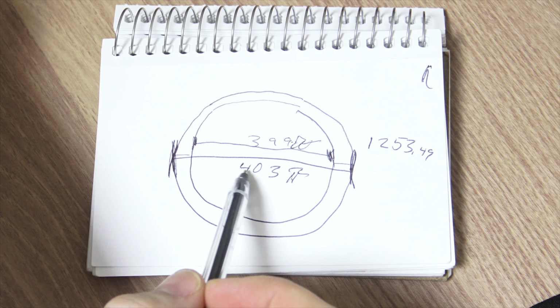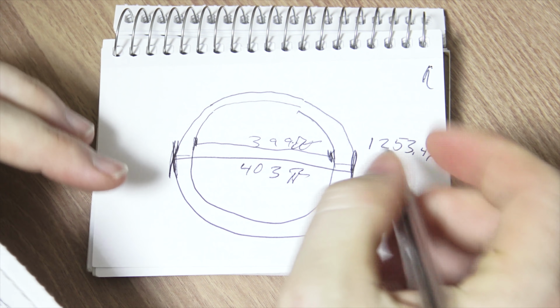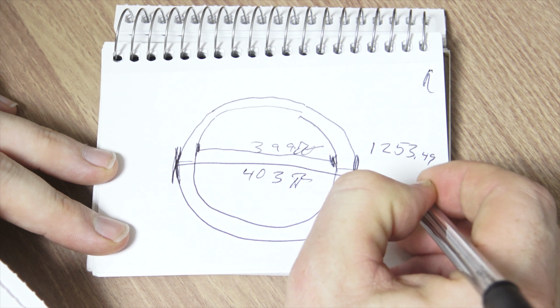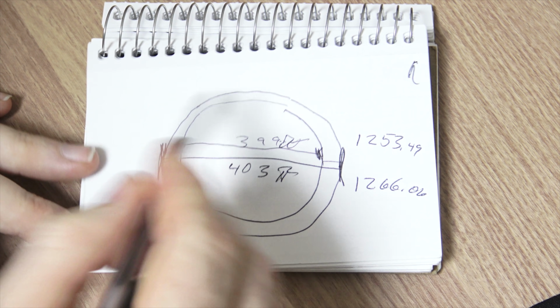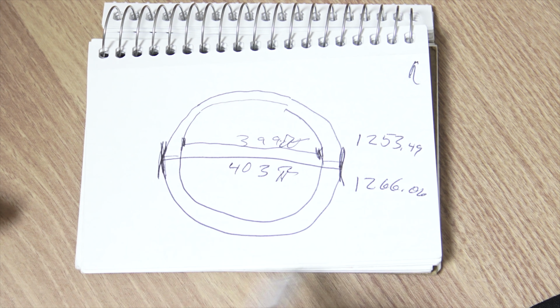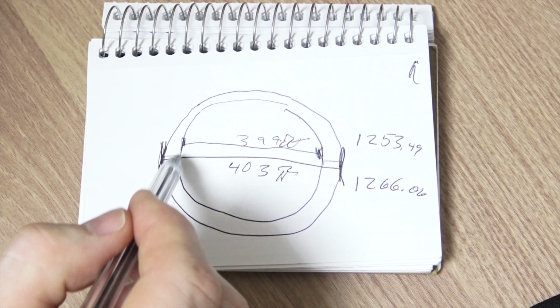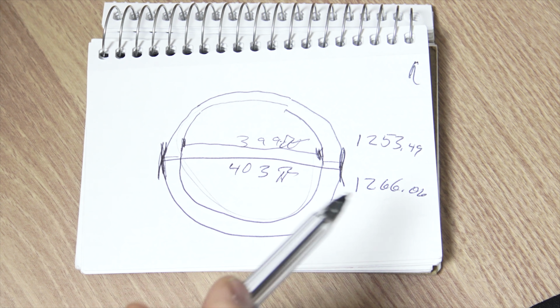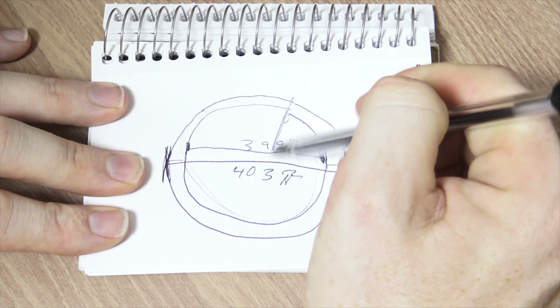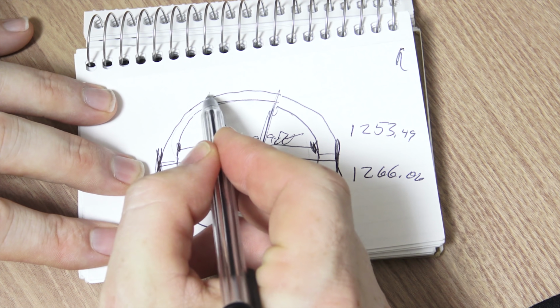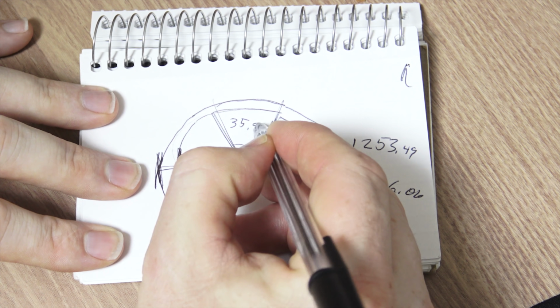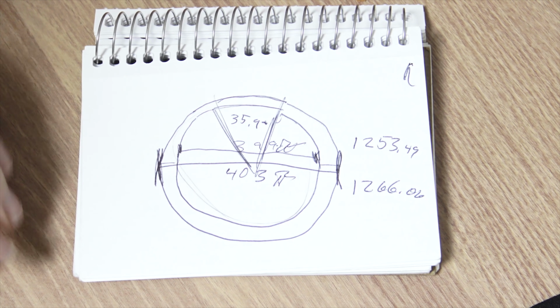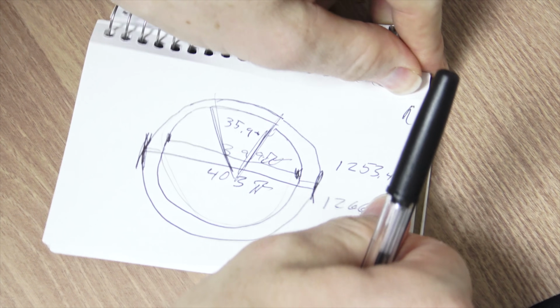And then of the larger circle, we have 1,266.06. So those are the circumference of the outer and inner circle. That gives us the distance all the way around in inches. But what we need is only this piece right here. We need that length and that length, which is a 35.9 degrees thing. So I'll show you how to do that.